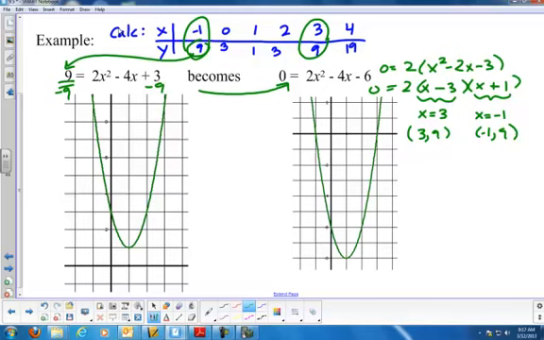So on my graph here, this is my axis, 3, and at -1, I have 9. Press the pause button.